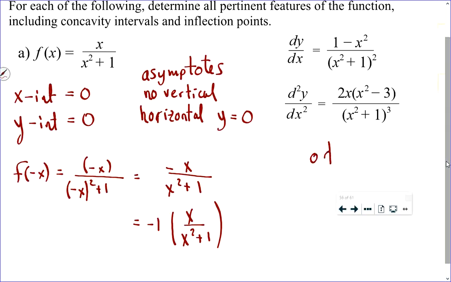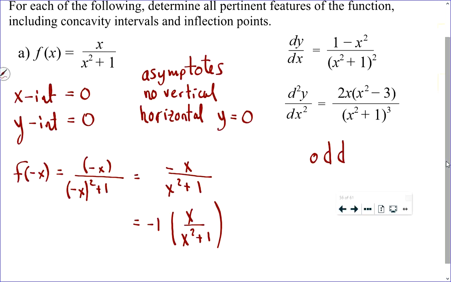So we've got all of the information about what I call just kind of the garnish of the whole graph. These are the little tiny features that are going to help in graphing it. But the heart of the matter is going to be found by doing a first and second derivative chart.